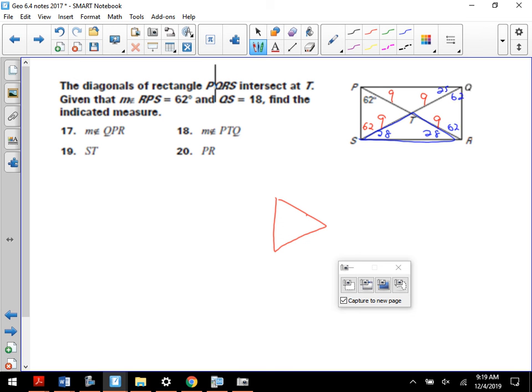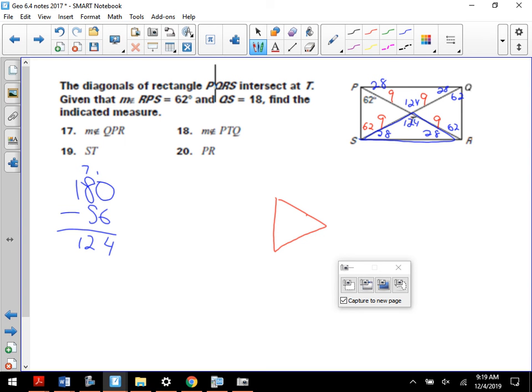62, 28, and 28. Now to get the angles around point T, well, how many degrees are in a triangle? 180. True. So if I take 180 and I back out 28 twice, 28 twice is what, 56? If I back out 56, I get 124 for right here, which means the other side is 124 because those two are what kind of angles? Vertical.